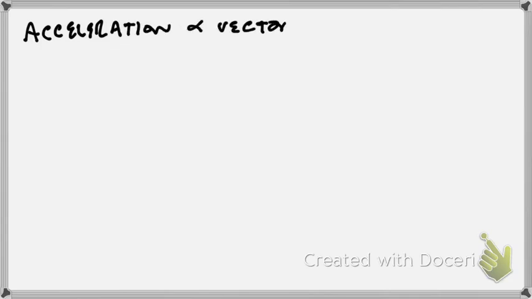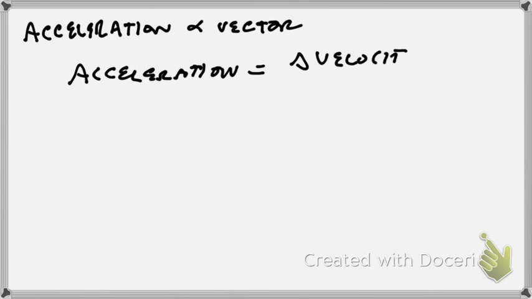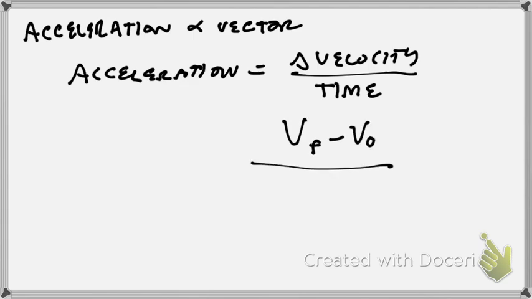All right. So now let's look at acceleration. Okay. So we know acceleration is also a vector. So acceleration is also a vector. All right. And acceleration formula. That formula for acceleration is equal to the change in velocity over time. Okay. Change in velocity over time. So what that means is v final minus v initial over time is equal to acceleration.